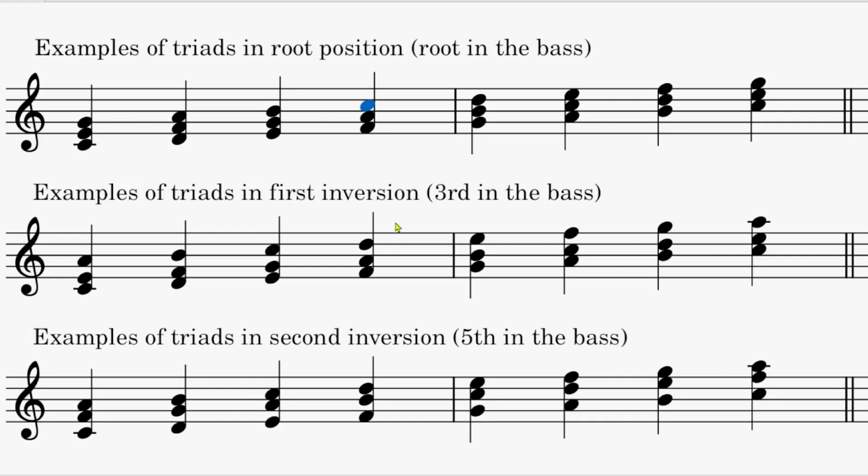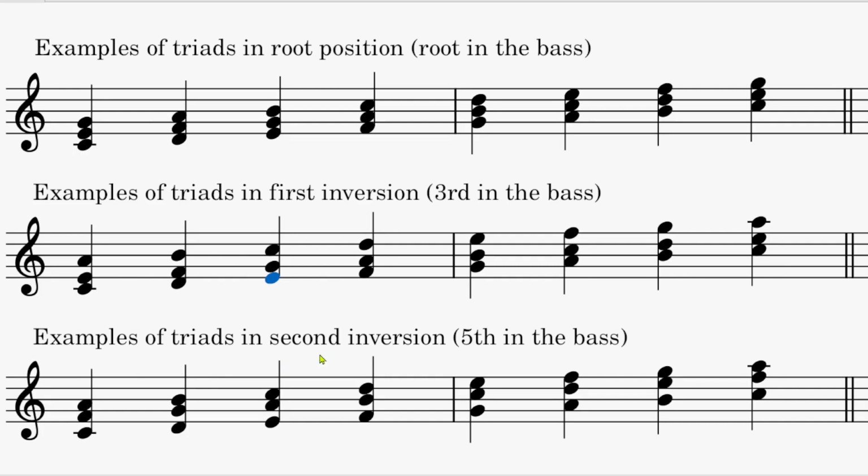Examples of triads in first inversion is when we see the third is in the bass. The top note and the bass note is a 6th apart. The middle note and the bass note is a third apart. So it is a 6 and a third. 6, third. So the rest are the same. So these are first inversion of triads.